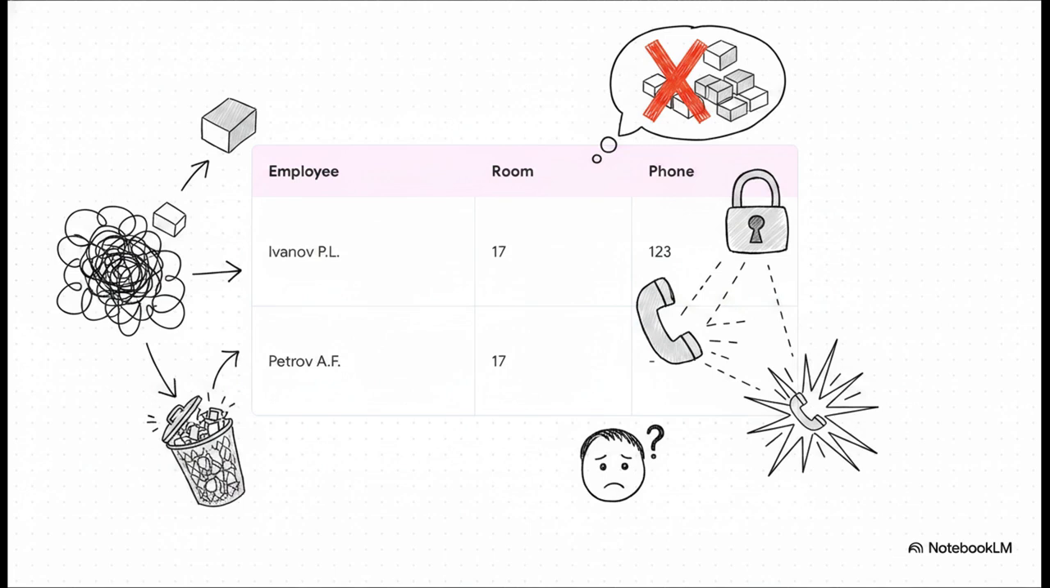Now what happens if that room gets a new phone number? You'd have to hunt down every single employee assigned to room 17 and update their specific row. If you miss even one person, your data is officially corrupted. In the biz, we call that a massive update anomaly.